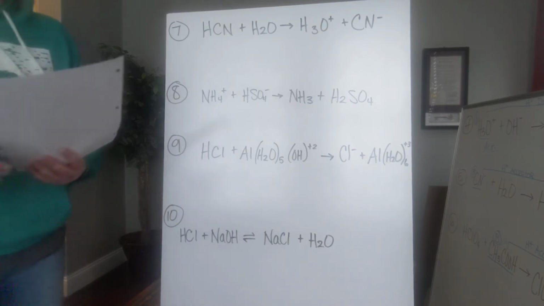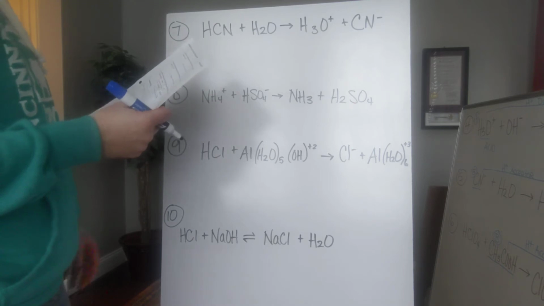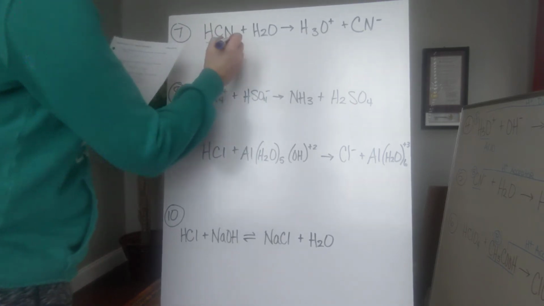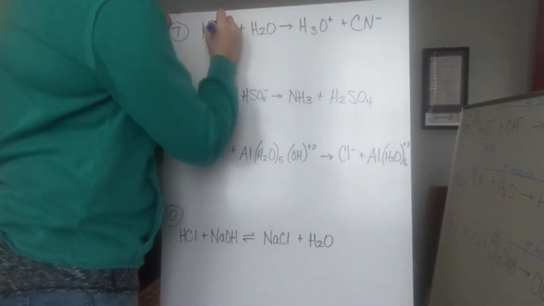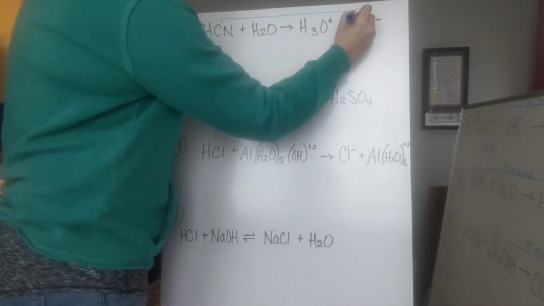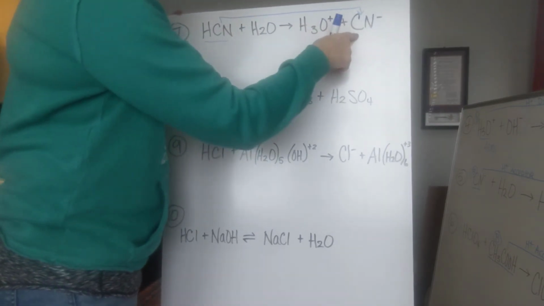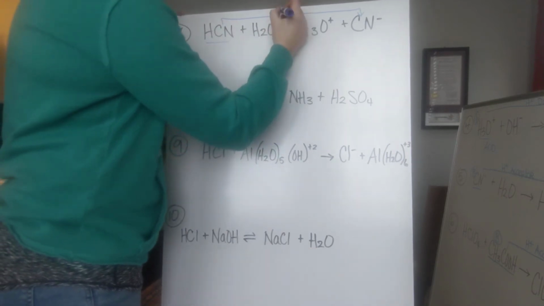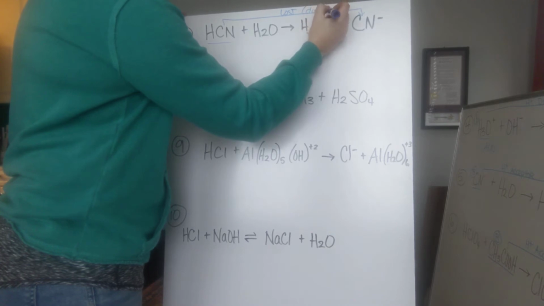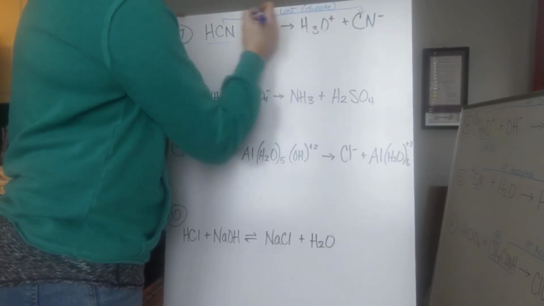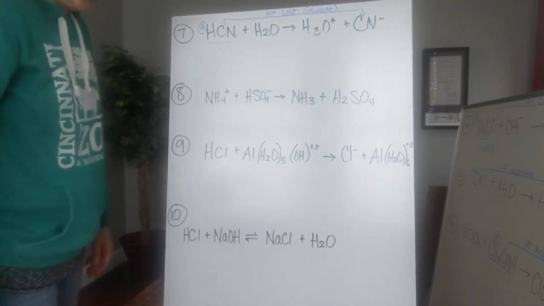Page 15, number 7. According to the alternate acid-base theory, also known as the Bronsted-Lowry theory, what does HCN act as in the following reaction? So HCN becomes CN minus. There is a difference of one hydrogen here. We have a hydrogen here. We do not have a hydrogen over here. So therefore it lost or donated, and a hydrogen ion donator is an acid. So HCN acts as an acid.